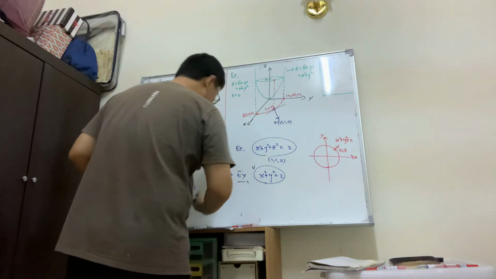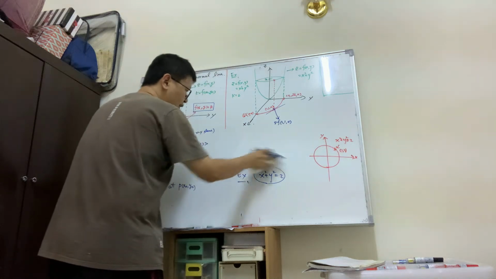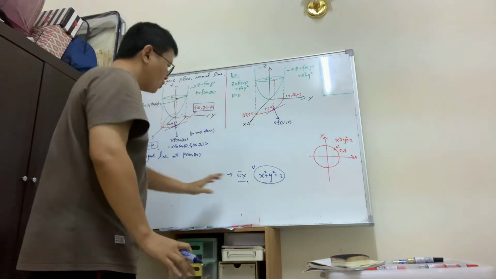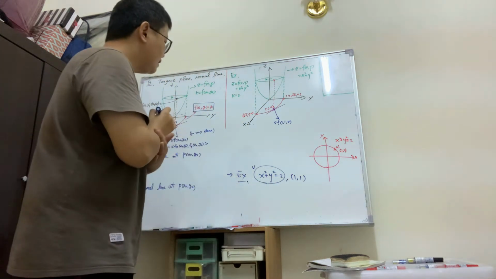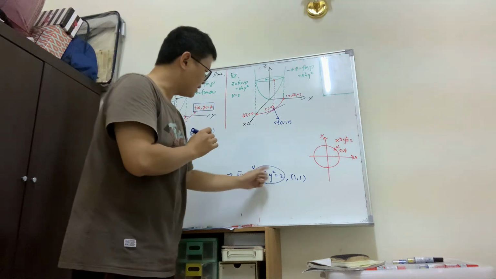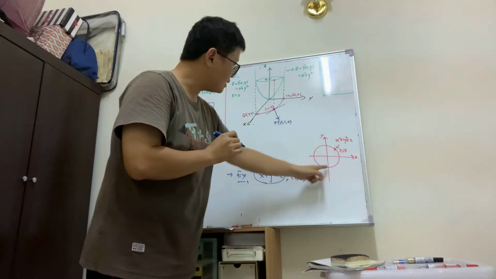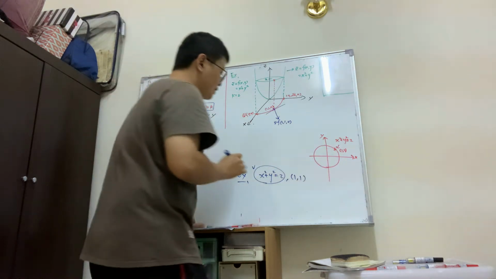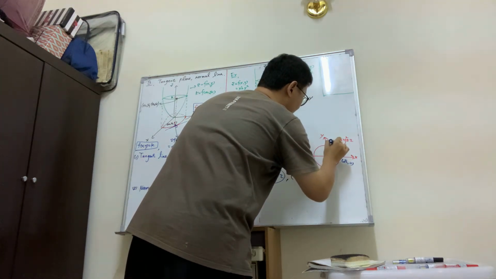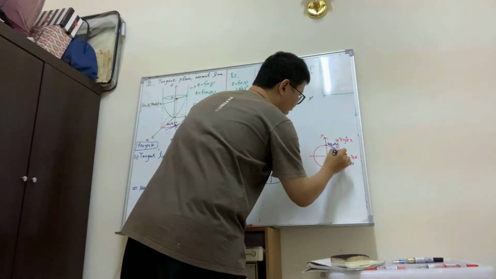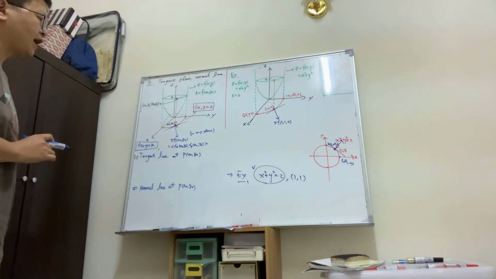Anyway, let's see this example. Originally for this example, we want to find the tangent line and the normal line at the point 1, 1. The point 1, 1 satisfies this equation, x squared plus y squared equals 2, which is exactly this circle, with the points square root of 2, 0 and 0, square root of 2.